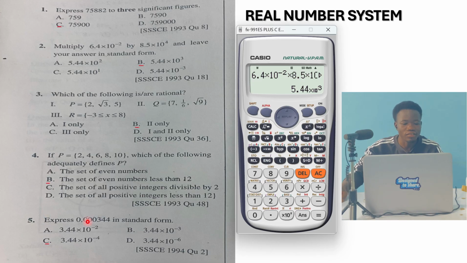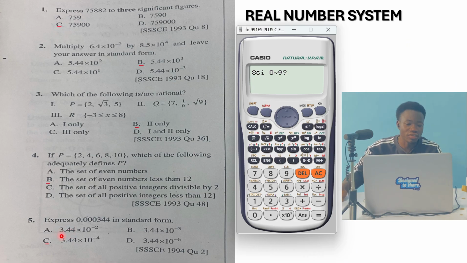Now, our last question. Express 0.000344 in standard form. Now our calculator is already in the standard form, so if you have forgotten, this is how you change it. Press Shift, Mode, and then 7. Now the value you have to put here is dependent on the digits that the standard form is being put in, or the number place they ask to leave it in.